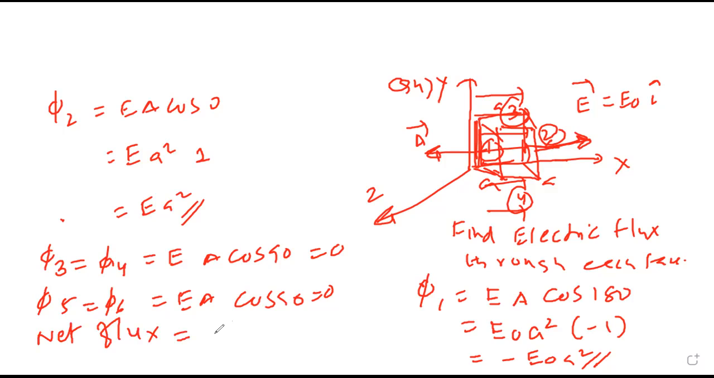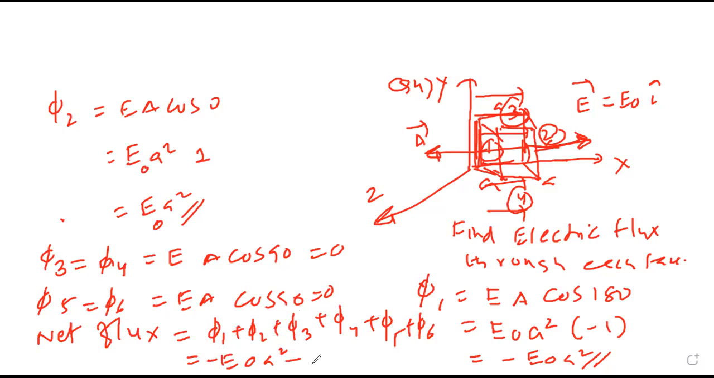And net flux will be phi 1 plus phi 2 plus phi 3 plus phi 4 plus phi 5 plus phi 6. One is minus E naught A square, second one is plus E naught A square, and the rest are all 0. So the result will be 0. That means whenever the field is from outside, you will always find the flux is 0 if there is no charge enclosed.